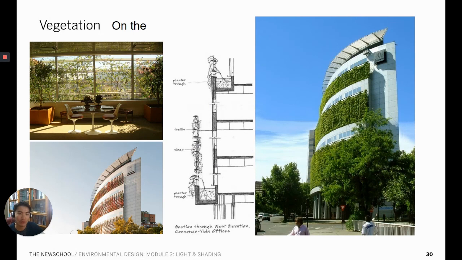For the Consorcio Vida offices located in Santiago, Chile, designed by Enrique Browne, this building uses a vegetated wall that is detached from the window to protect the west facade from direct solar radiation, and as a result, it introduces a biophilic design approach for the office space inside.